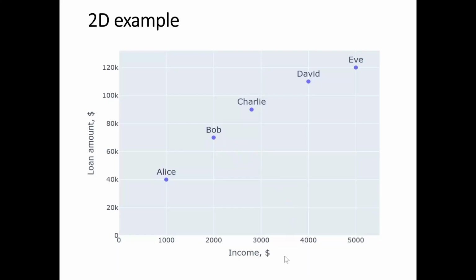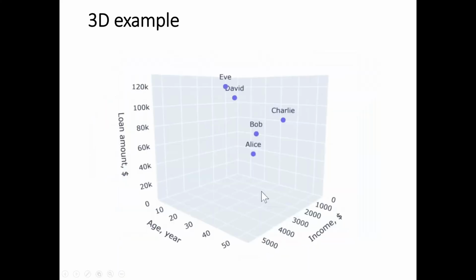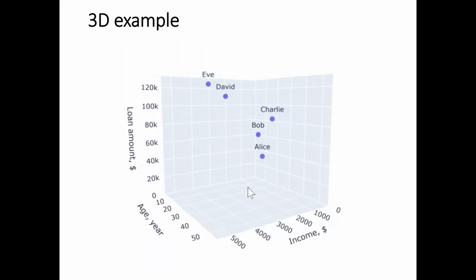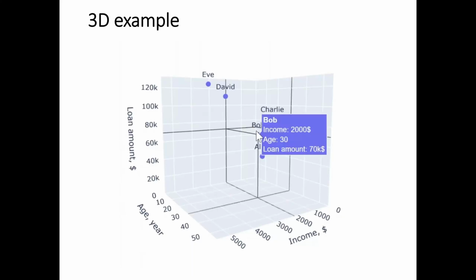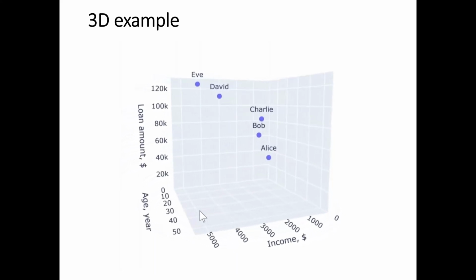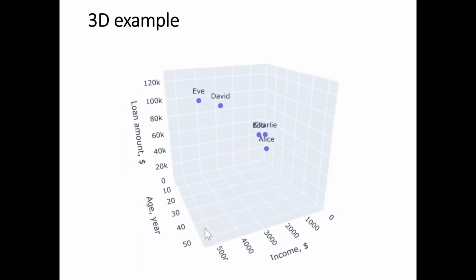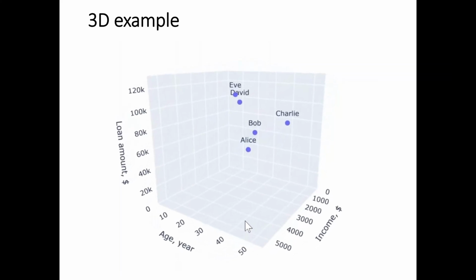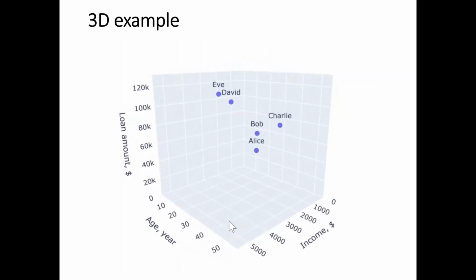Since we have only 2 variables, income and loan amount, we can represent this task on a 2-dimensional plane. The next example requires 3-dimensional space. In addition to the client's income, we also include information about their age. These 2 features determine the loan amount. For example, here we can see that Bob's income is $2,000, his age is 30, and his loan amount is $70,000. In real tasks, the quantity of features can reach tens and even hundreds, but such high-dimensional tasks are hard to depict in the same way as on this slide.